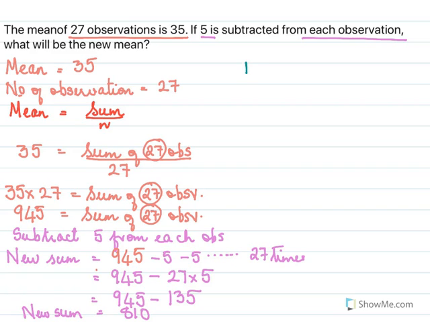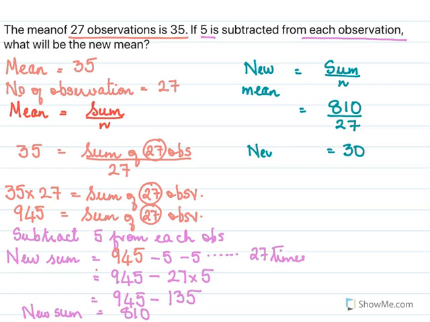Now to find the new mean, equal to sum over number of observations. Here the sum is 810, number of observations 27. So the new mean is 30.